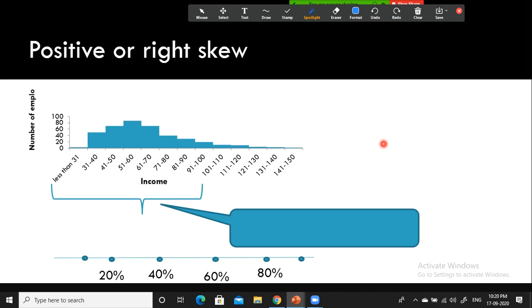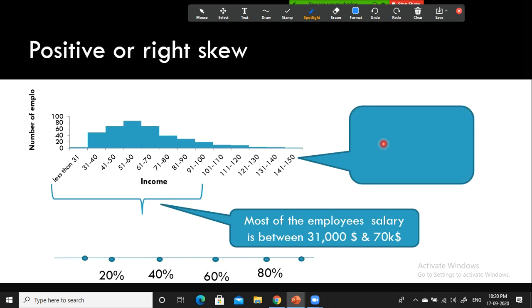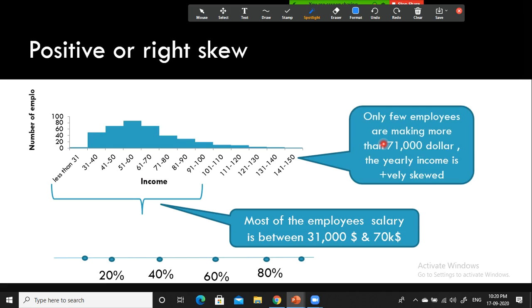This is positive or right skew. What kind of story can you tell? This is the income salary, right? Most of the employees' salary is between 31,000 to 70k. Sorry, this one's supposed to be 70k, right?